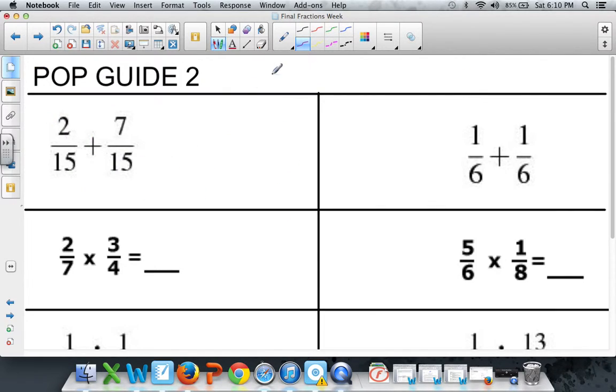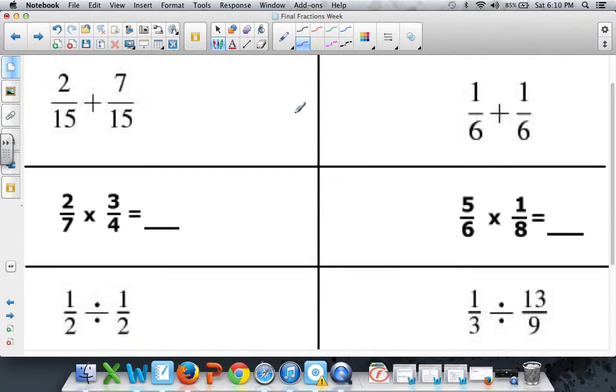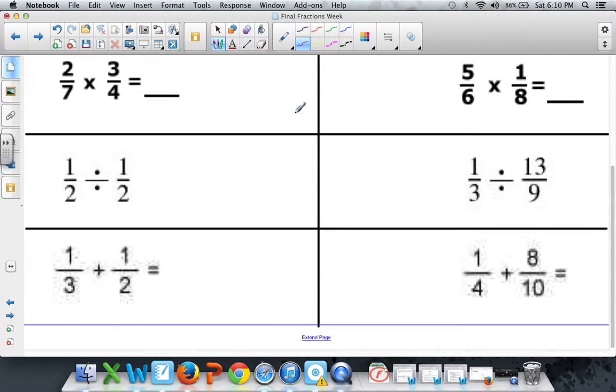Pop guide number 2. Same as pop guide number 1, but with different kinds of problems. Addition of fractions with the same denominator. Multiplying fractions. Dividing fractions. And adding fractions that don't have the same denominator. A little tougher. If they're not the same, remember, you gotta make them the same.